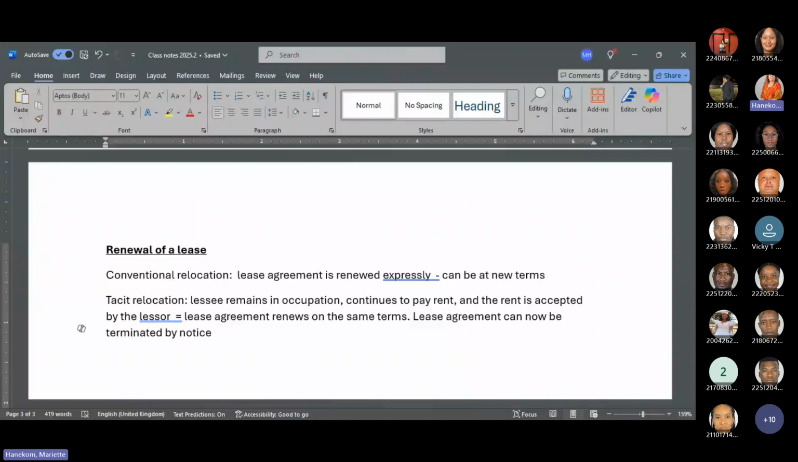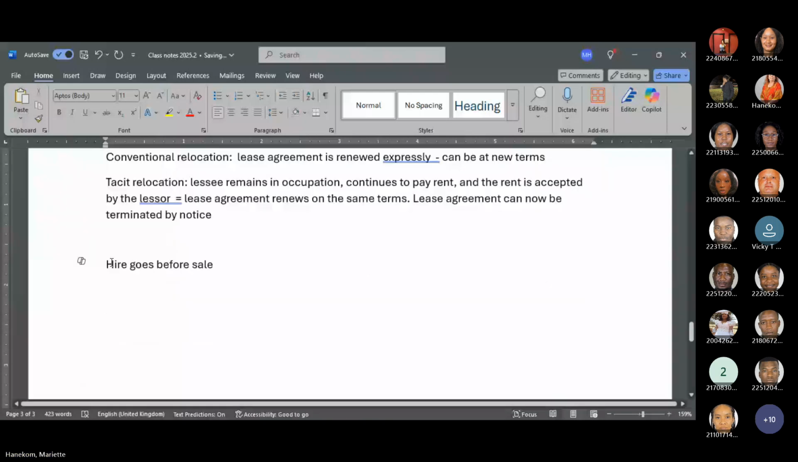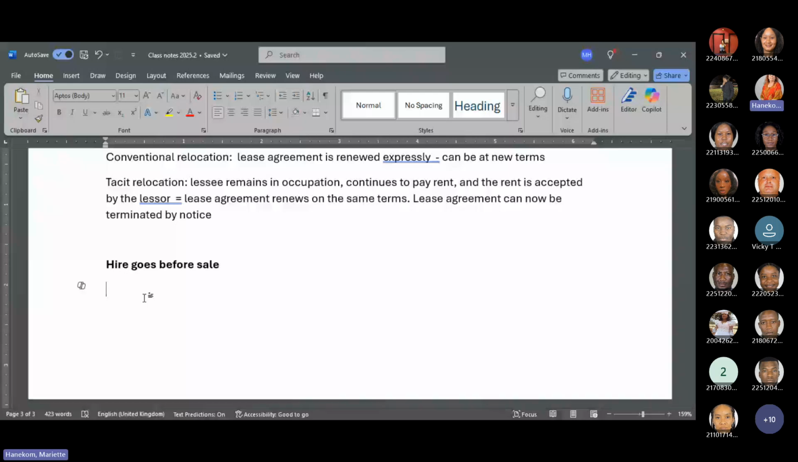Yes, ma'am. Now, what would happen if the lessor sells the property? Does that mean that, okay, sorry, now you have to find another place to stay? No, it doesn't. This is an interesting legal concept which applies only to lease agreements. It is quite unique to lease agreements. The concept of hire goes before sale.